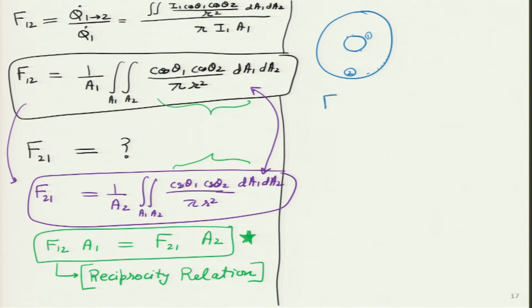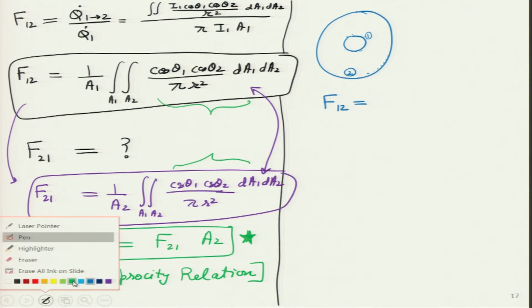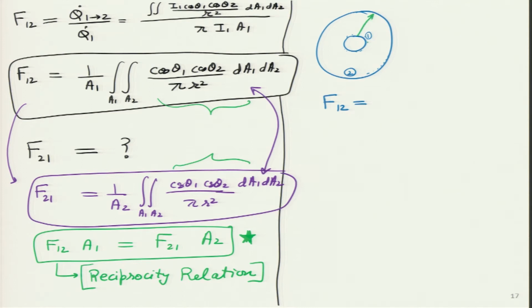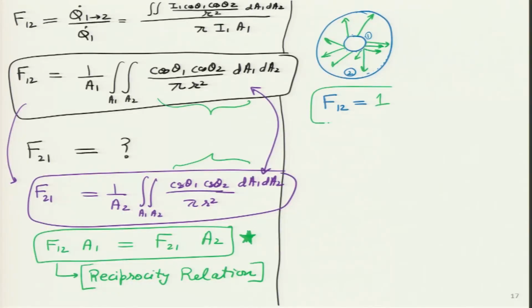So, if I ask the student what is the value of F12, you have to think yourself that whatever radiation is leaving surface 1, this radiation will hit 2 directly, this will also hit, this will also hit, which means all the radiation which is leaving surface 1, no matter in which direction, is hitting surface 2 directly, completely, which means F12 turns out to be simply 1. Just by observation we can write for this example that the answer is 1. Let me take another example.